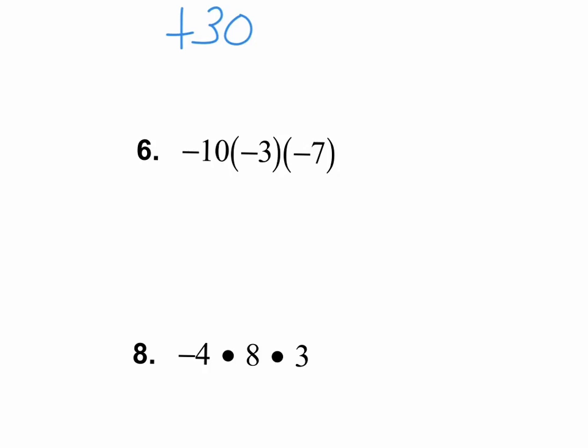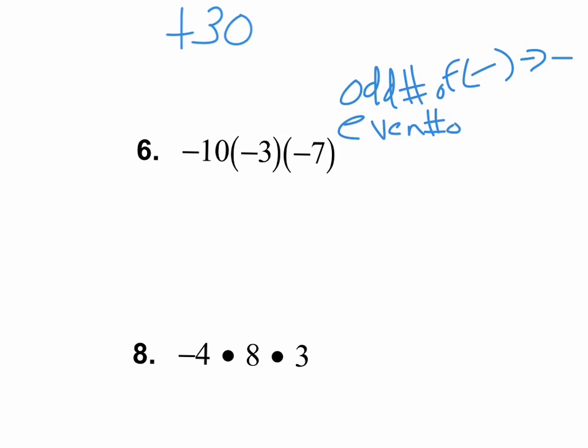Another way of thinking of multiplying, if it is more than 2. So if you have an odd number of negatives, right? If you have an odd number of negatives, your answer is going to be negative. If it's an even number of negatives, your answer is going to be positive.